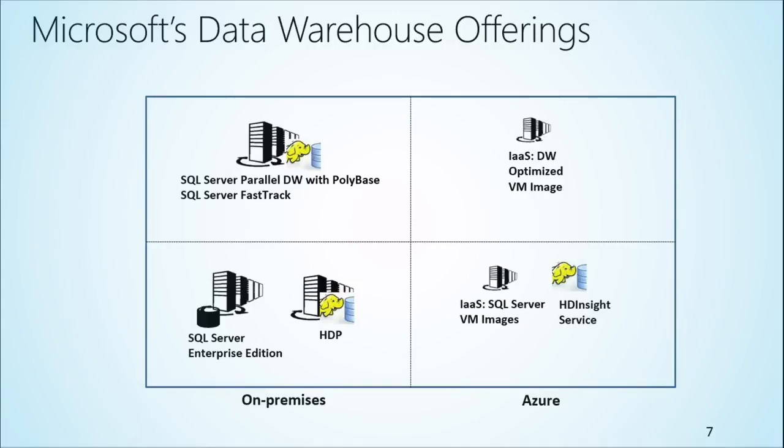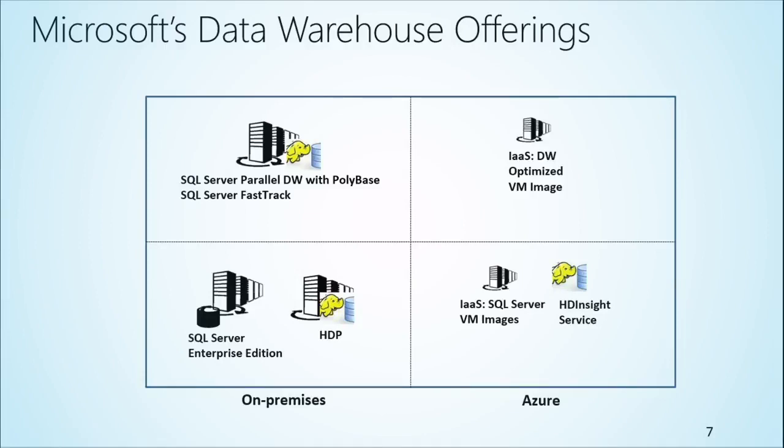Let me start at the bottom. Our on-premise offerings for data warehousing include SQL Server Enterprise Edition, and specifically Enterprise Edition because it comes with a lot of the data warehousing-related features. Also for big data customers that want to do some compute or semi-structured data processing, we have the Windows distribution for Hadoop, which I'm showing here. That's the HDP part. And then if you go to the upper left-hand corner, you see our appliance-based offerings.